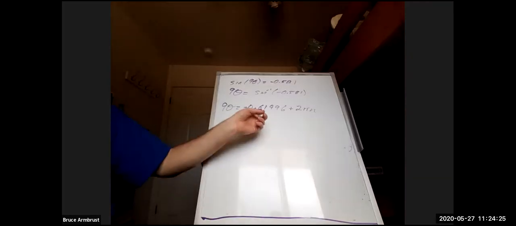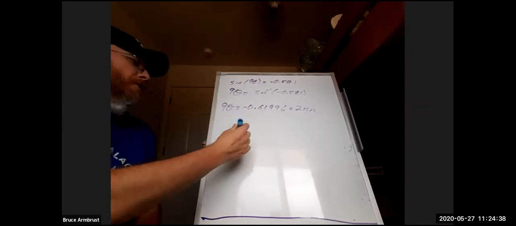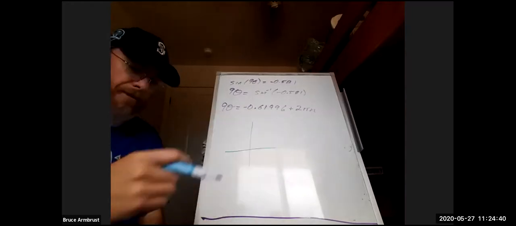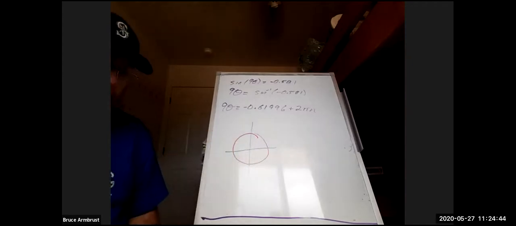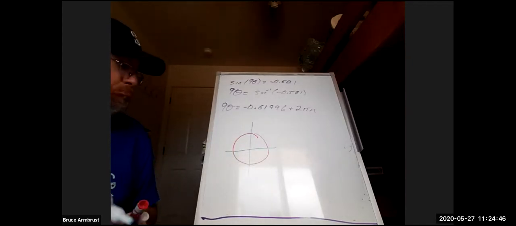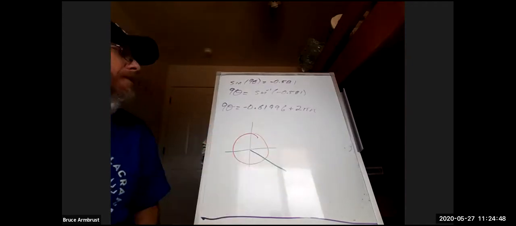Okay, but this is only one of the angles. There's another place where sine is equal to negative 0.581. So let me just real quick draw the unit circle again. So here's our unit circle, and we just found the angle that's in quadrant 4. Right? It's the negative 0.61996.